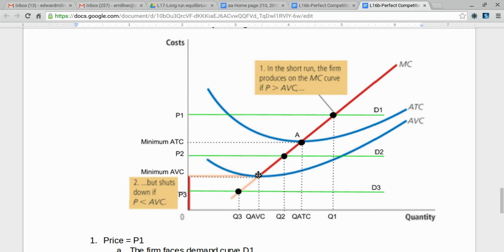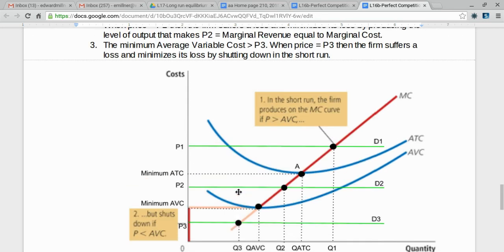It will suffer a loss. Its loss equals its total fixed cost, but this loss is smaller than any loss it would suffer if it produced a positive amount of output. For example, if it produced Q3, the loss it suffers would be bigger than the total fixed cost.